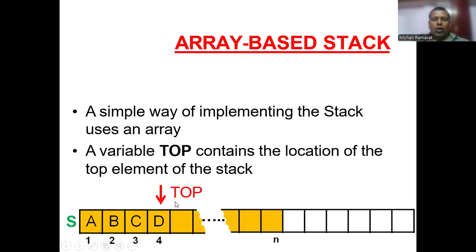Here, the index 4 is nothing but the top, representing the top of the stack. And index 1 is called the bottom of the stack. A variable top contains the location of the top element at any point. So here, memory location 4, which is storing the alphabet D, is represented by top.